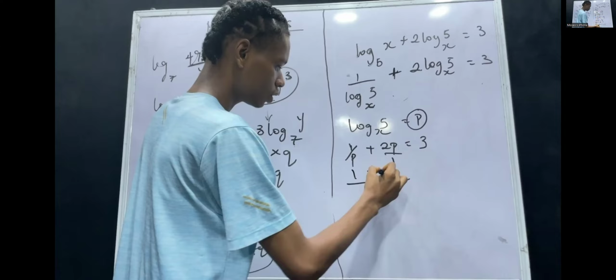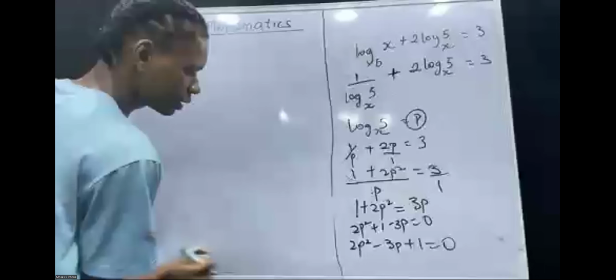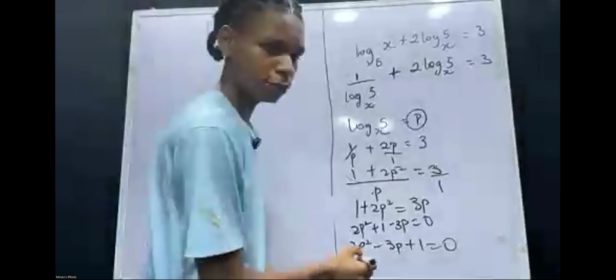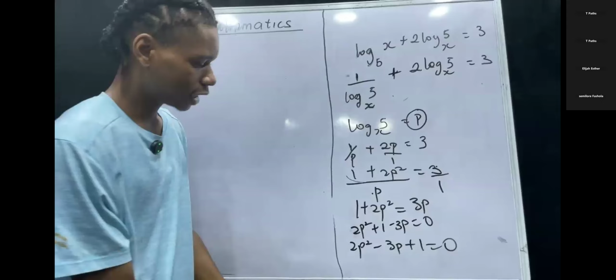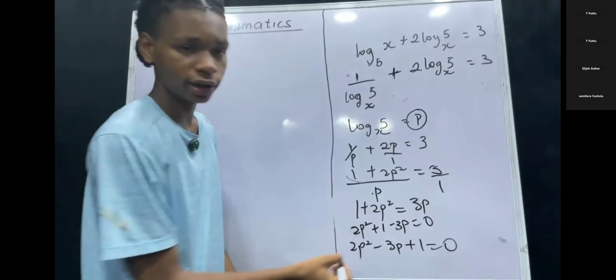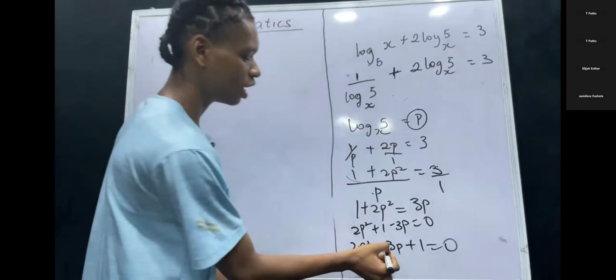Then I used LCM, and I arrived at this quadratic equation. So I have to solve this quadratic equation, which we'll treat in the coming classes. But for now, let's just know that we are to find a product such that when we multiply it, we are going to have 2p squared, and when we add it, we are going to have minus 3p.